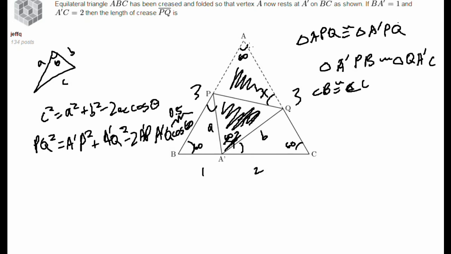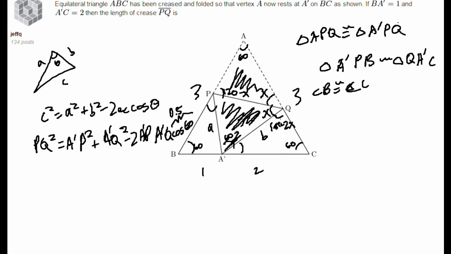So this is x and this angle is 60. If angle A is 60 and this is x, this is 120 minus x, right? Because they all have to add up to 180, and 120 minus x plus x is 120, plus 60 is 180. Okay, that works. This is also x. And remember, it's because these two triangles, APQ and A'PQ, are congruent, so that's also x. The straight line adds up to 180, so 180 minus 2x is this angle.